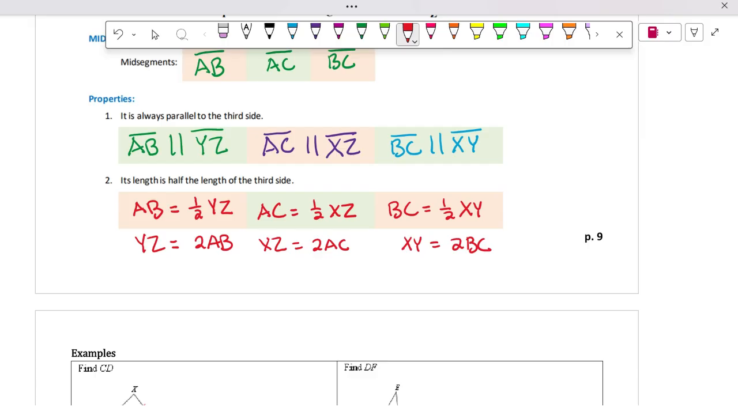Now, why is this important? Well, when you get to mid-segment problems, just make sure that you know that you can interchange these. So if you don't want to deal with a fraction like half, even though a half is a pretty decent fraction, you can always write it in terms of twice instead of half. You just got to reverse it.